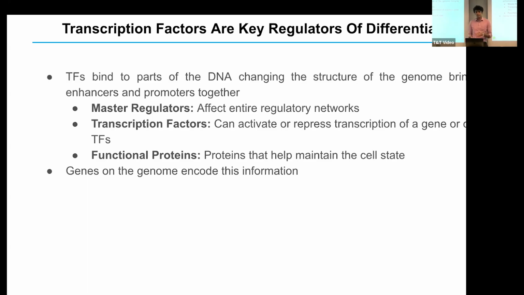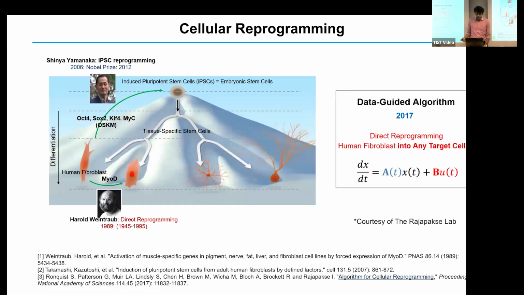There are transcription factors that specifically affect a single gene, and there are transcription factors that can affect entire networks. They can bind to multiple different genes or entire regulatory networks, called master regulators. And there are normal functional proteins which genes code for, and these proteins give the cell a specific phenotype. For example, they give a specific cell type its cell type specific characters. In 1989, Harold Weintraub, purely through trial and error, figured out that there are certain transcription factors which can move a cell towards a different cell type.